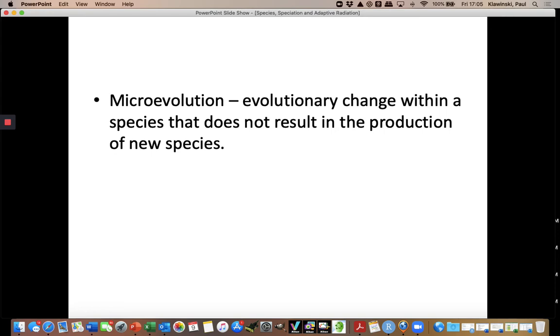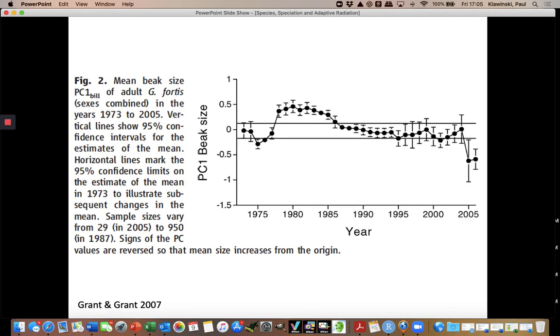So this is an example of microevolution, evolutionary change within a species that doesn't result in the production of new species. This is a morphological change within a particular species, Geospiza fortis. We're not talking about any other species except Geospiza fortis here, and it fluctuates in average beak size within this biological population over time.